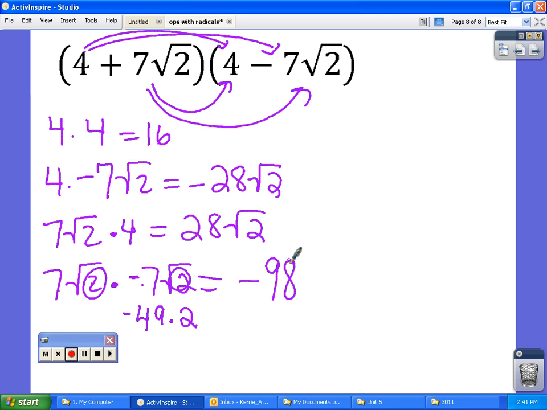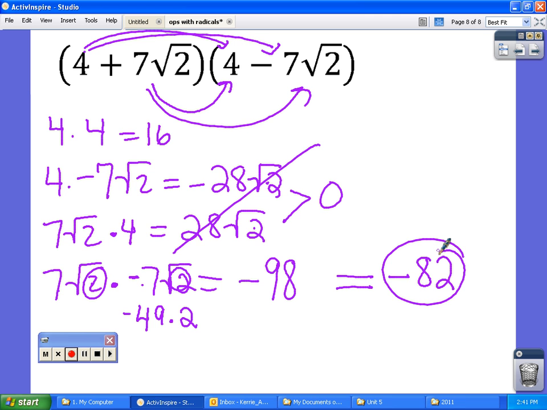Now in this case, I can combine these two because they're both the square root of 2. Negative 28 plus 28 is 0, so they go bye-bye. That leaves me with 16 minus 98, which gives me a negative 82 as my final answer. And down the road, you'll see why we want to do some multiplication to get rid of radicals and just have solid numbers. So we've addressed adding, subtracting, and multiplying, and we will address division in the next video.